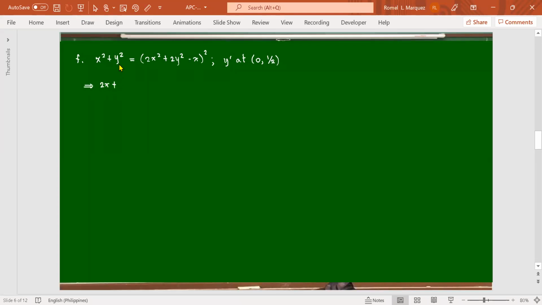2x. Derivative of y squared: y is dependent, so 2y, y prime. That's the rule. You multiply by y prime if it is dependent. Drop the exponent, copy the base, subtract 1 from the exponent, then get the derivative of the base. For the base, we have 4x plus 4y, y prime, minus 1. Okay?